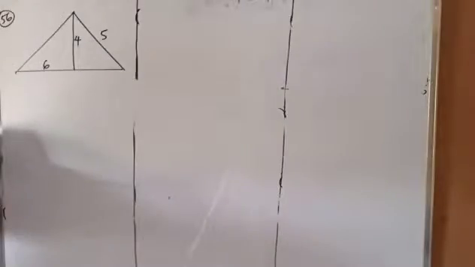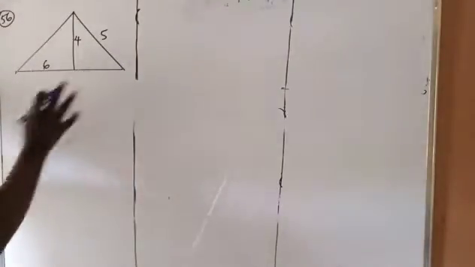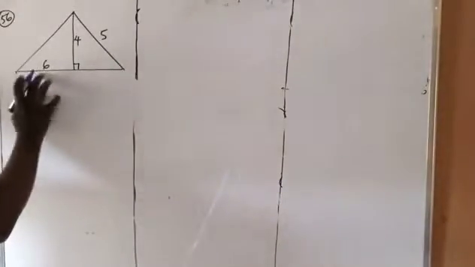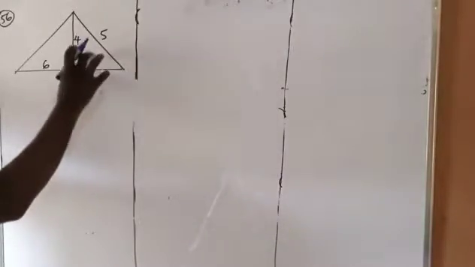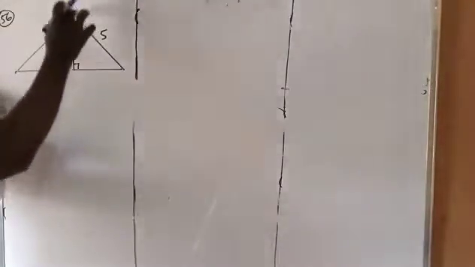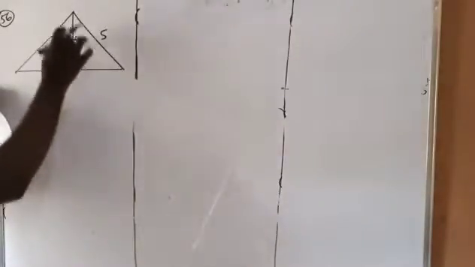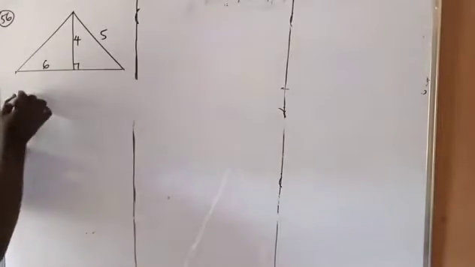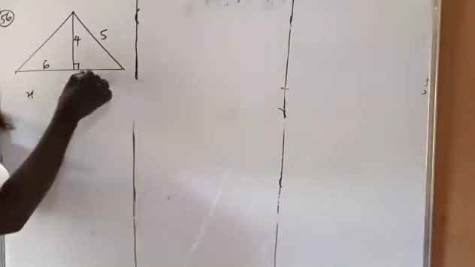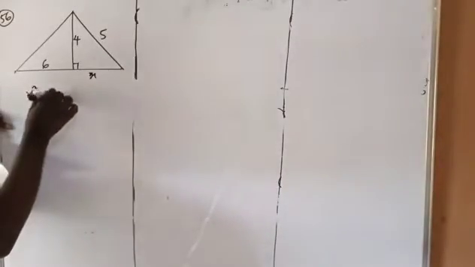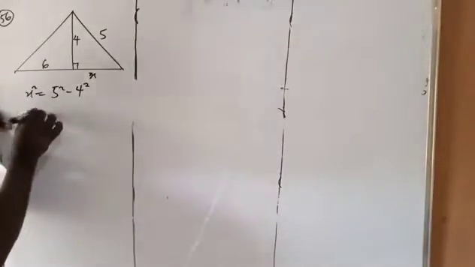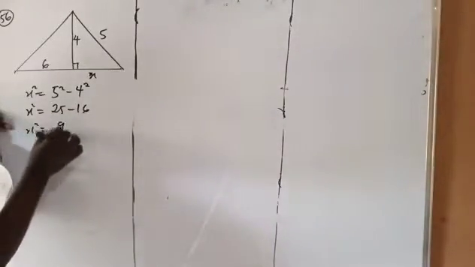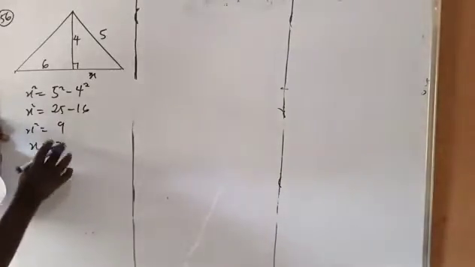Question 56. Find the area of the figure below. This is a triangle, and we need to get the base. We know part of the base to be 6. We don't know this side, so we make use of this right angle triangle here. Using Pythagoras, let this side be x. Then x squared equals 5 squared minus 4 squared, which is 25 minus 16. So x squared equals 9, and x equals 3 units.